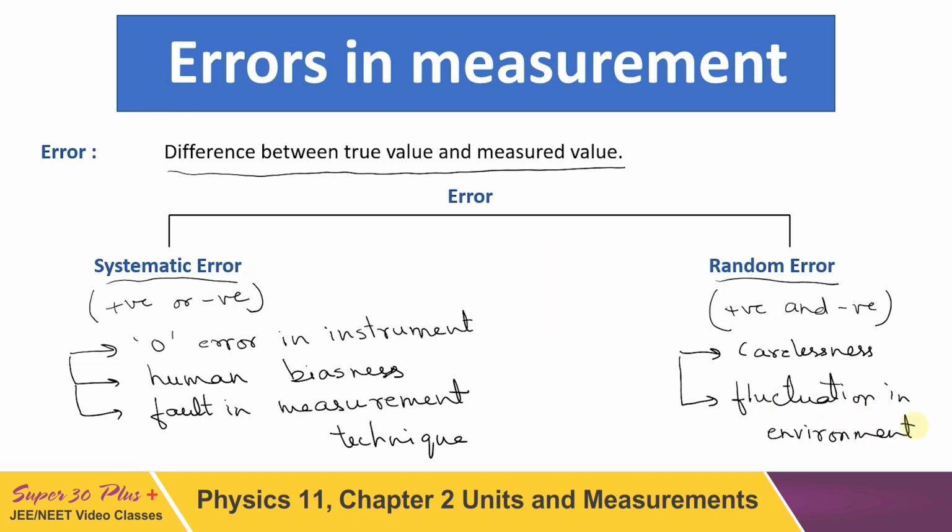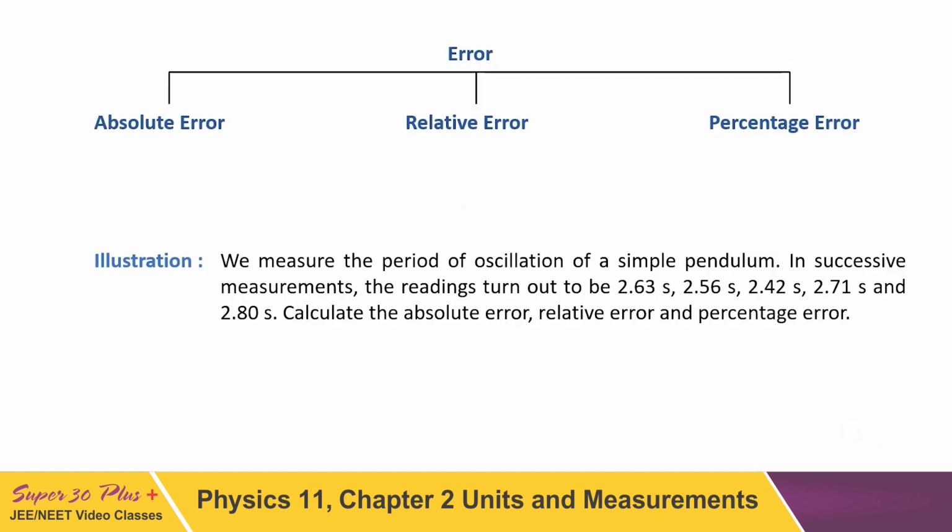But here, from the JEE or NEET point of view, we are not interested in systematic error or random error, because mostly we have to deal with the numericals. If we categorize error on a mathematical basis, then it can be categorized in three ways. One is absolute error, next is relative error, and third one is percentage error. Now let us come first to absolute error.